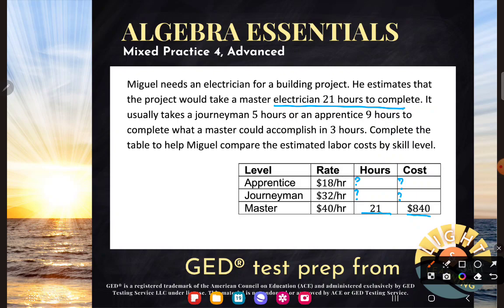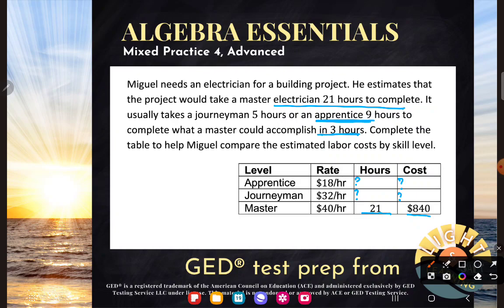We've got 4 numbers to figure out. Let's start with the hours. I think we're going to need to know how many hours this person's working before we figure out how much we're going to need to pay altogether. And let's see, how about apprentice? What do I know about the apprentice? It usually takes a journeyman 5 hours or an apprentice. Oh, here we go. It takes an apprentice 9 hours to complete what a master could accomplish in 3 hours.